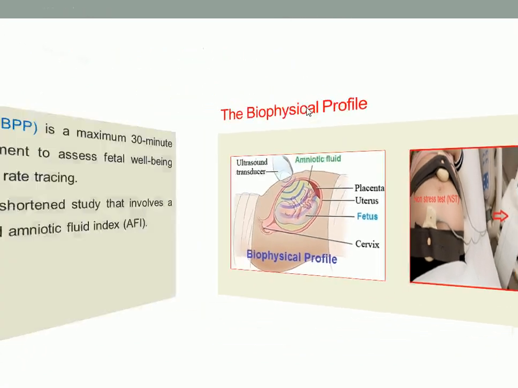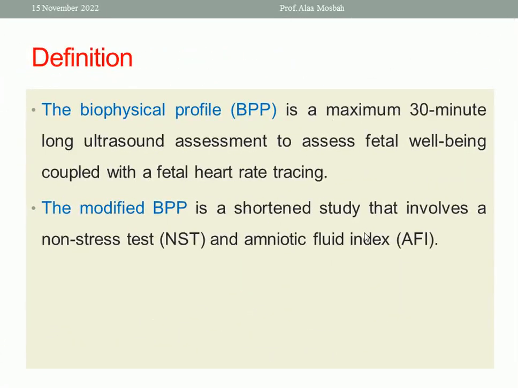Okay. Let us go to the detail. So what is the biophysical profile? It is a maximum 30-minute long ultrasound assessment to assess fetal well-being, coupled with fetal heart rate tracing.